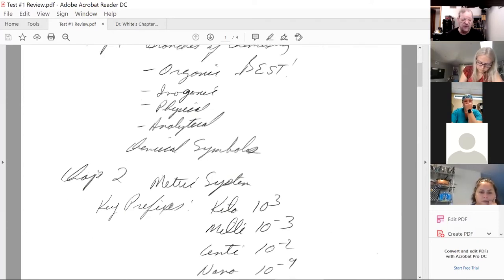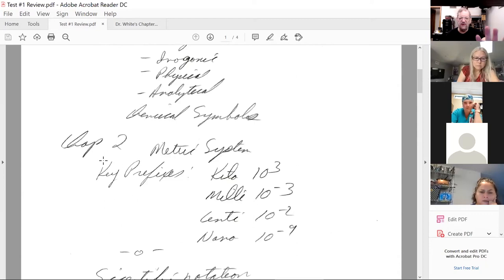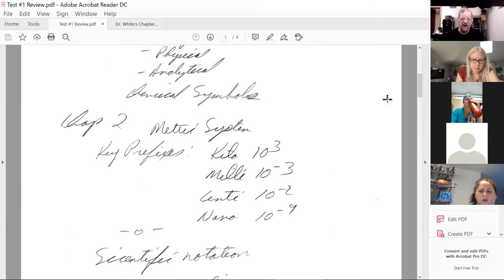Now, when we went into chapter two, remember everything you're seeing now is in the review test number one file in the lecture folder of Blackboard. I talked about the metric system, and the main thing you should know are these key prefixes. You should know kilo, like in kilogram or kilometer, is 10 to the third. You should know milli, like in milliliter, is 10 to the minus 3.